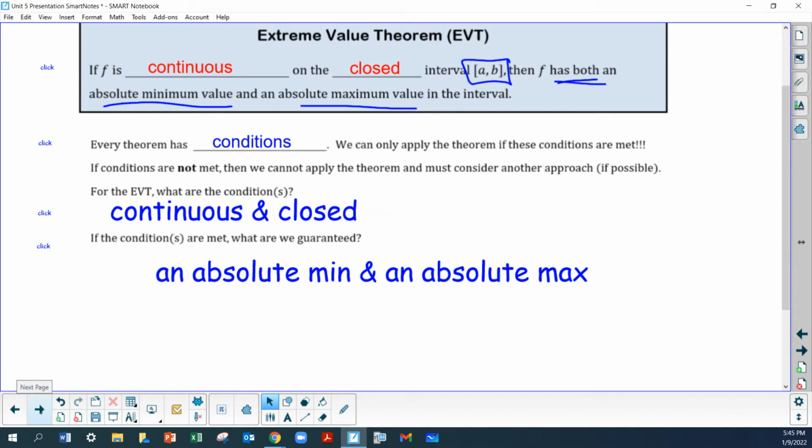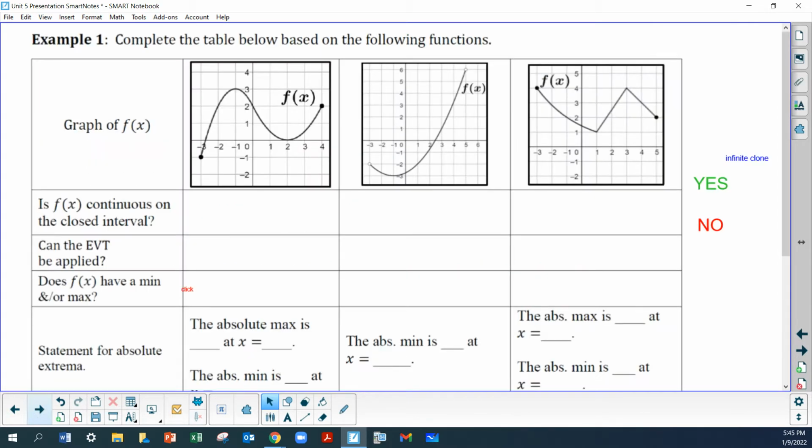All right, on with the show. Pause if you need. Example 1. Let's look at why we must have a closed interval, okay? So example 1, I'm looking at the first graph. Is f continuous on the closed interval? Yeah, it sure looks like it, doesn't it? I don't see any jumps or breaks in that curve.